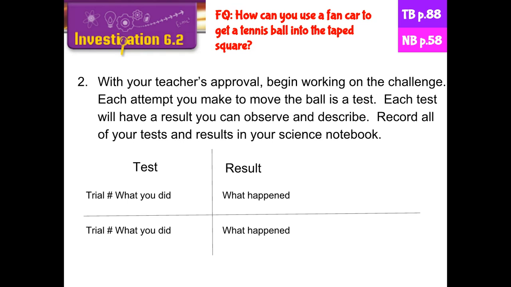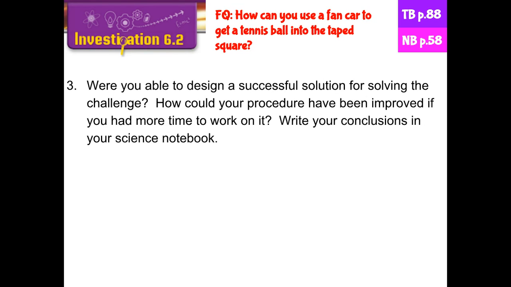So the first thing you do is begin working on the challenge. You're going to want to test and trial and error to see how you do here. Each test should have results that you can observe and describe. And you need to record the tests and then the results in your science notebook. And then as you work through these questions, you'll be working with your group to talk about what worked and what didn't work, and you're writing your conclusion in your science notebook.